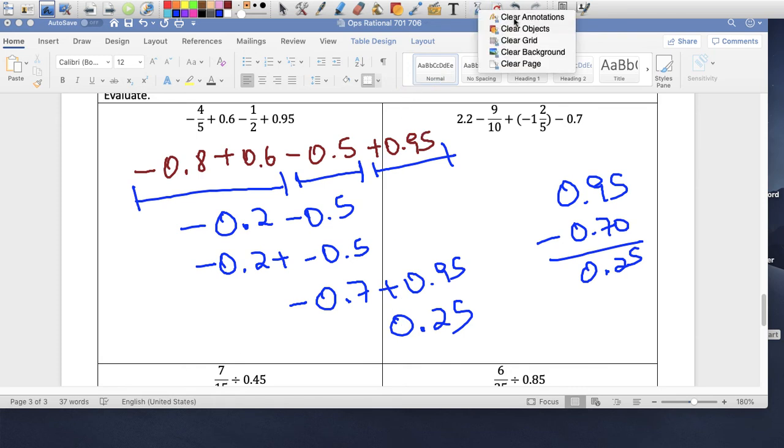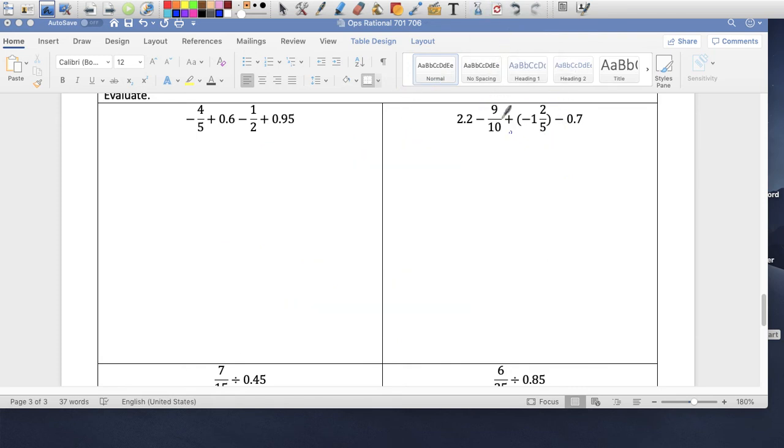It's possible. So likewise here, already 9 over 10, I know I can change it. 2 over 5, I know I can change it. So I'm going to rewrite this problem as 2.2 minus 0.9 plus, inside the parentheses, negative 1.4, because 2/5 is 0.4 minus 0.7. Look how much simpler this is.